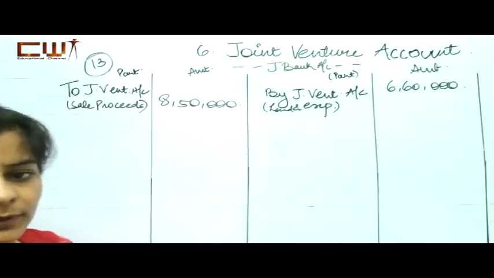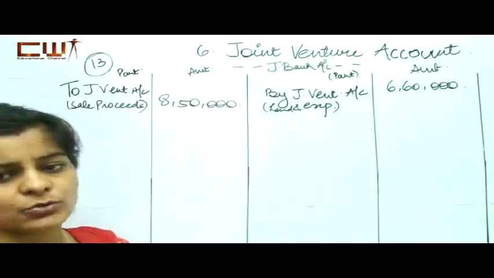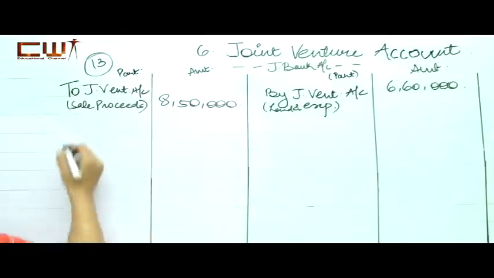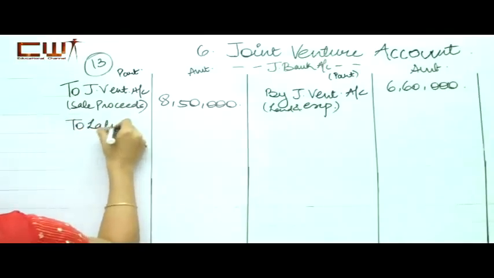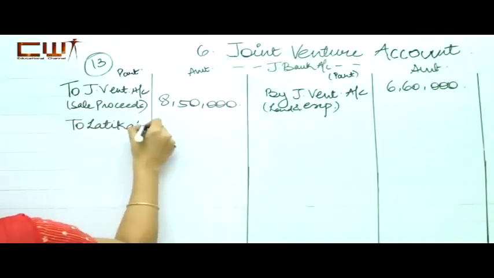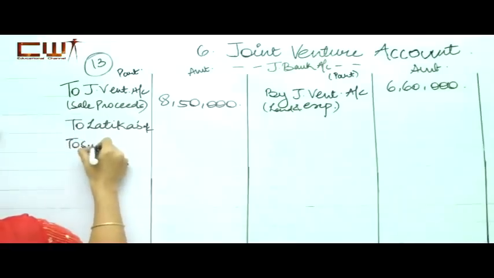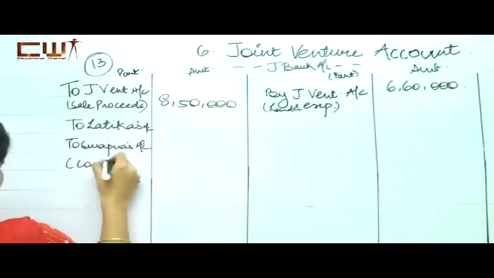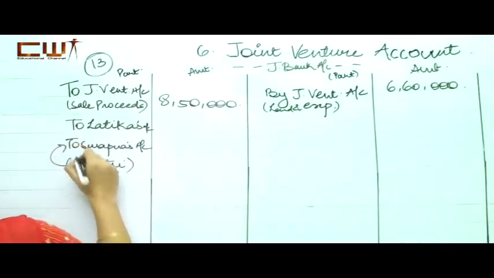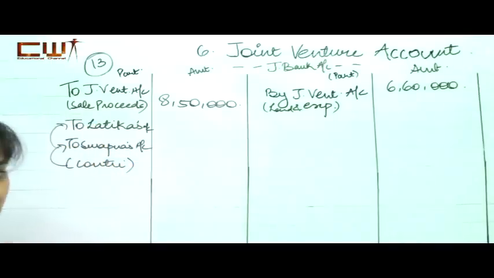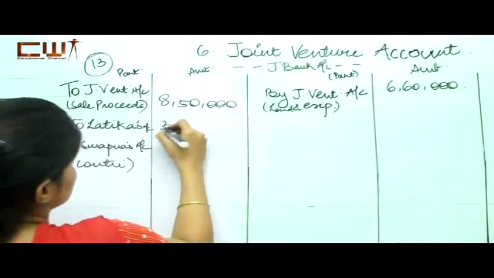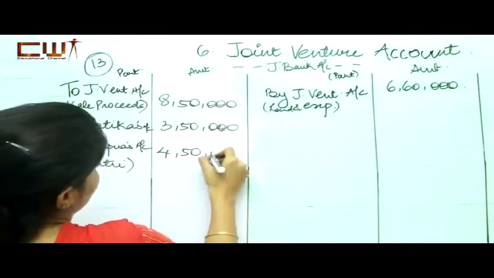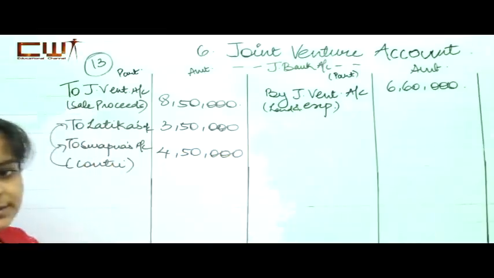What entry did we do? Joint bank account to Latika's account and Swapna's account, 3,50,000 and 4,50,000 respectively. So right there, to Latika's account, to Swapna's account, that is contribution. The initial contribution Swapna is making, Latika is making. How much? 3,50,000. And how much is Swapna making? 4,50,000. What else? Anything else?